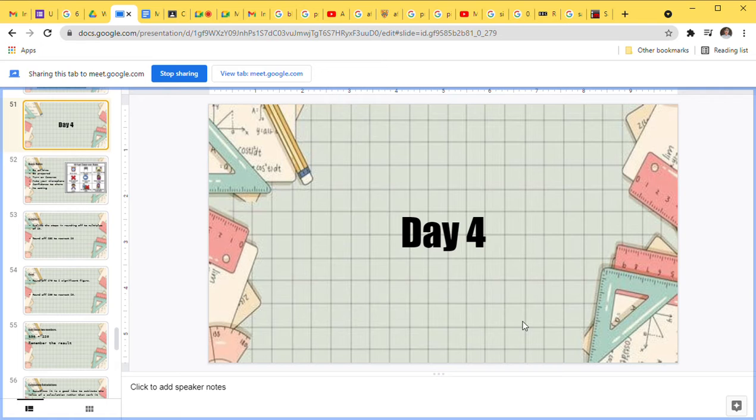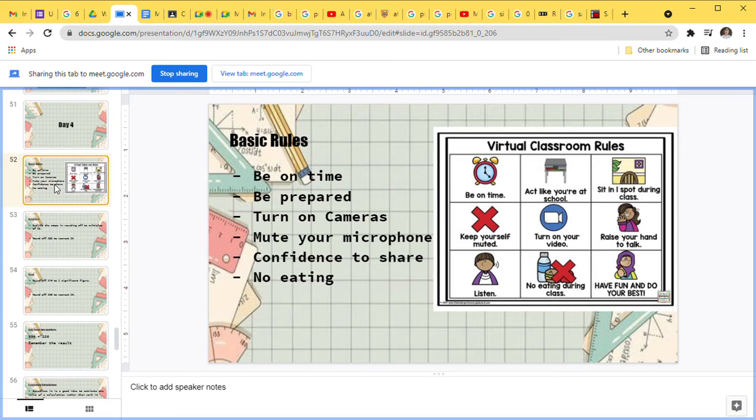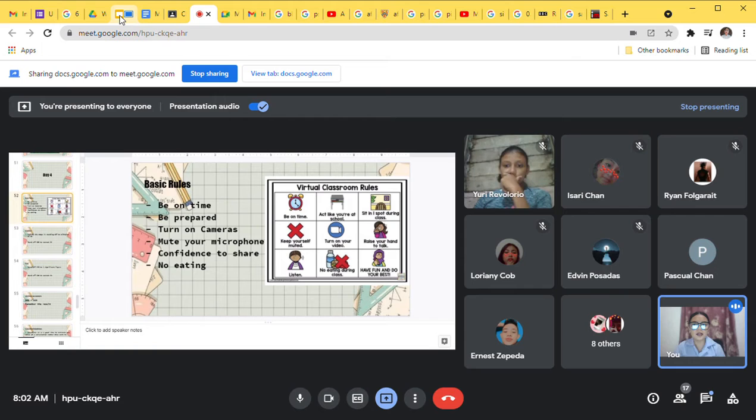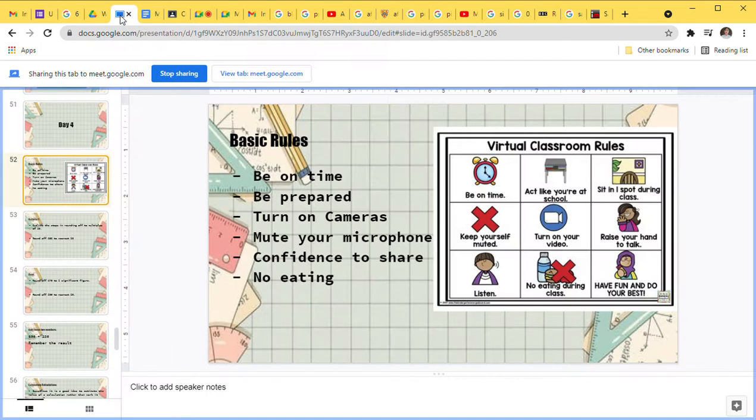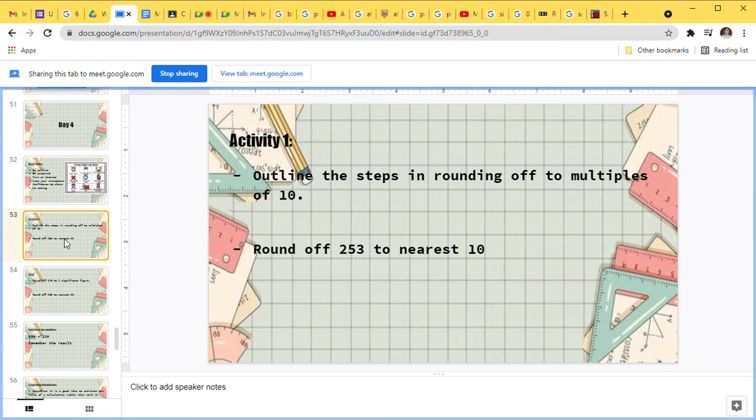Okay. So it is the 4. We will go over our basic rules. Be on time, be prepared. Turn on your cameras, please. Excuse me, what was that? Did someone just chat? Remember to turn on your cameras, mute your microphones. You need to have some confidence to share and no eating in class, right? I know this weather is bad, so you could have your coffee with you there, but no eating.